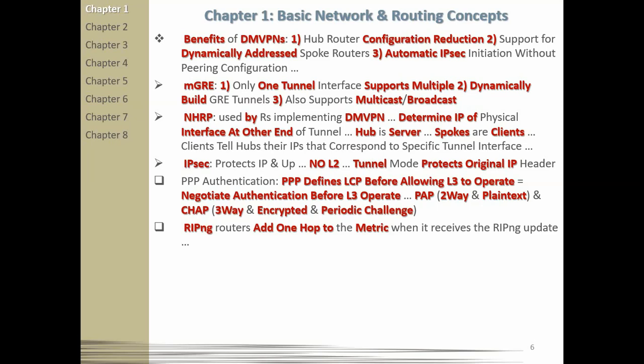Next up, we want to talk about point-to-point protocol, and in particular point-to-point protocol authentication. Point-to-point protocol, PPP, how it does and performs authentication. It defines what we know as LCP, link control protocol, LCP, in order to negotiate authentication between two peers before allowing network layer or layer 3 protocol to operate. This is important.